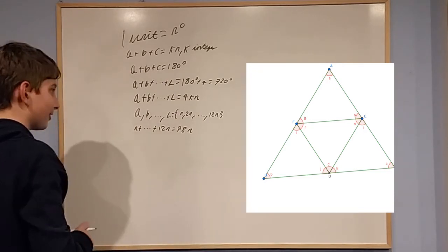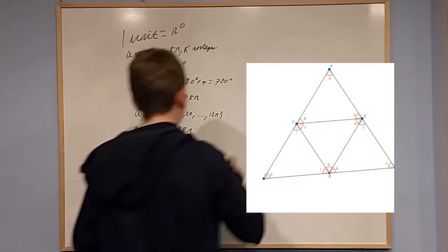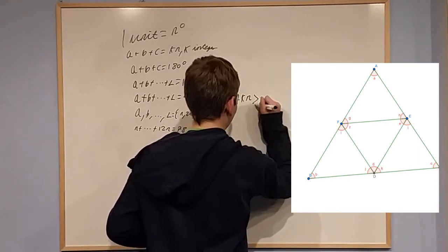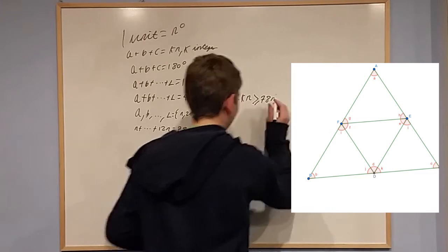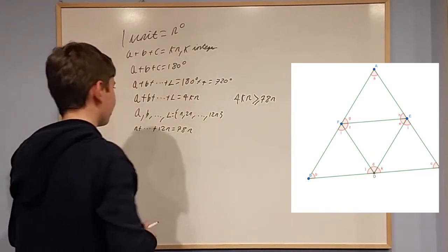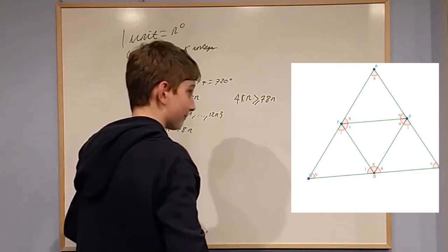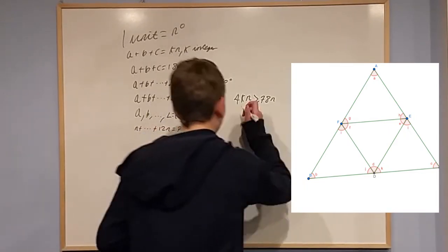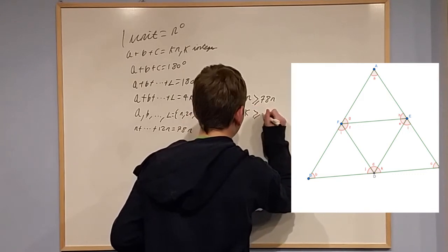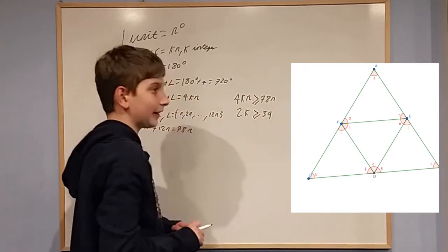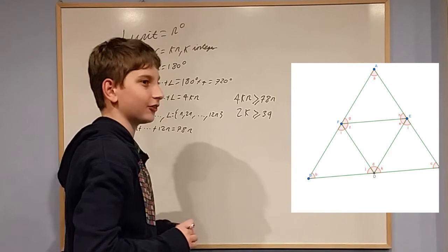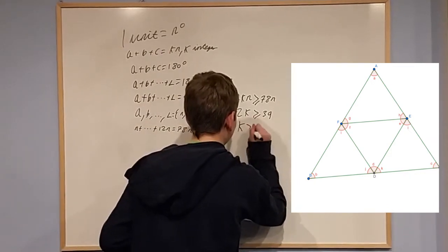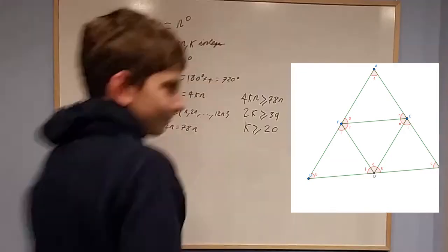Now we can create a nice inequality here that 4kn is greater than or equal to 78n, as 78n is the minimum possible sum of all of the angles in the diagram. Now, dividing both sides of the equation by 2n, we get 2k is greater than or equal to 39. Now, the smallest possible positive integer for which this is true is 20, so we can say k is greater than or equal to 20.